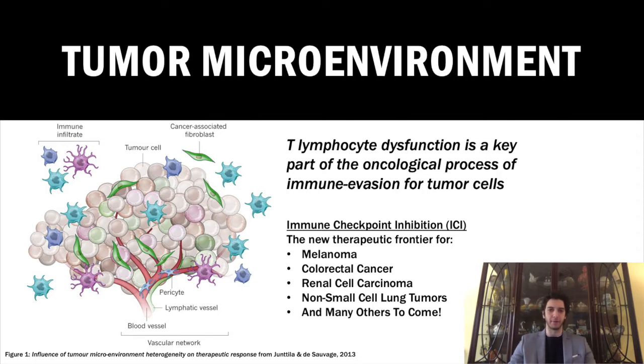Modulation of this mechanism by immune checkpoint inhibitors, or ICIs, has been the new therapeutic frontier for solid tumors like colorectal cancer, renal cell carcinoma, non-small cell lung tumors, and melanoma, which is the focus of this talk. Melanoma is a form of skin cancer that originates from melanocytes, melanin-producing cells in the skin that are responsible for your skin's color and pigment.